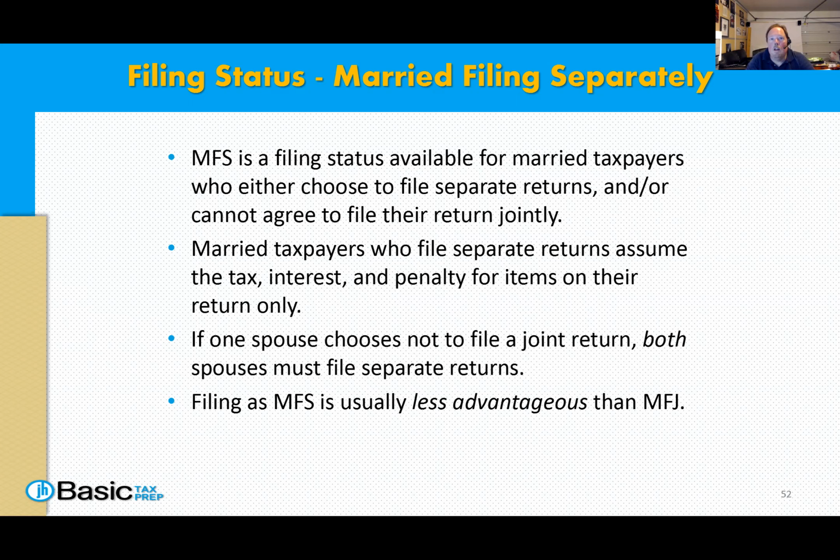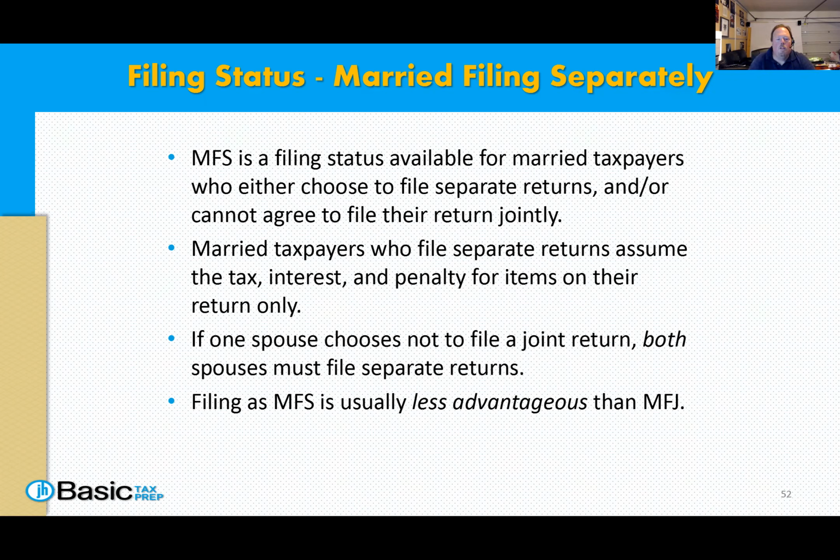But if they cannot, and for whatever reason they will not do it and you have to file married filing separately, there are some things that are different on it. Married taxpayers who file separately assume the tax, interest, and penalty for items on their return only. And the hardest part is that you have to divide everything based on them versus what the other person has, and sometimes that's really hard to distinguish.